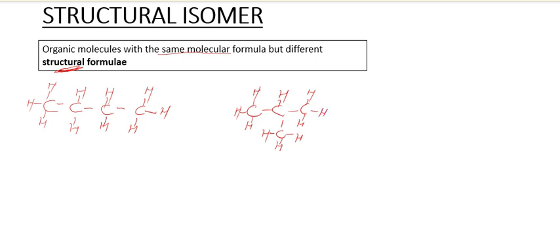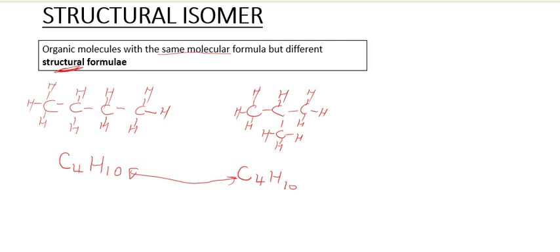Now let's count the number of atoms. For example here we have 4 carbon atoms, and the hydrogen atoms are 10. Then let's look at the second one: how many carbons here, 1 2 3 4. So we have 4 carbon atoms, then hydrogen 1 2 3 4 5 6 7 8 9 10. This is the molecular formula, this one.